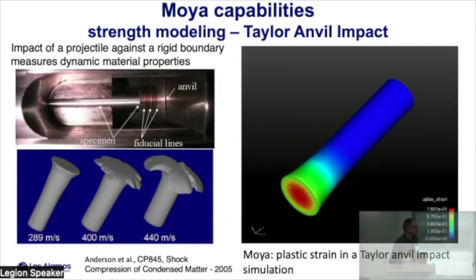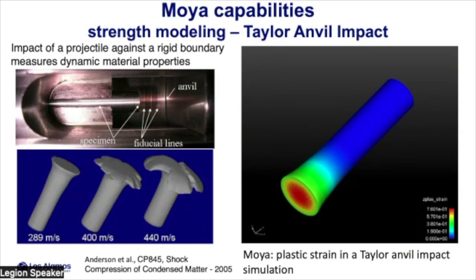With Moya, we can model a lot of different physics. This is a Taylor anvil impact problem where a metal rod is fired at an anvil. On the left, from the literature, you can see both the experimental setup and the final state of the metal rod, depending on how fast it's fired at the anvil. On the right are Moya simulation results depicting the strain in the rod.